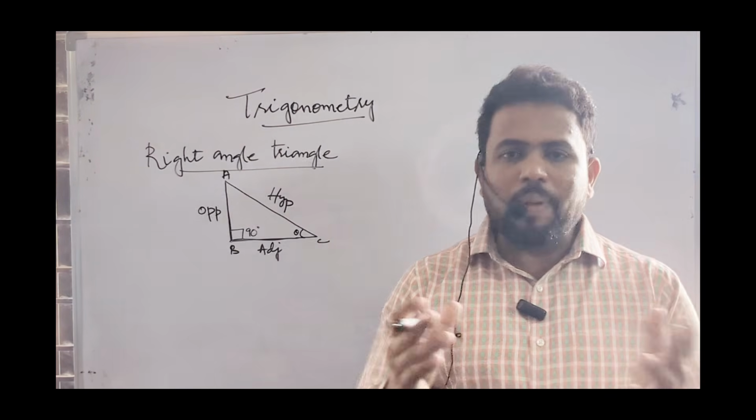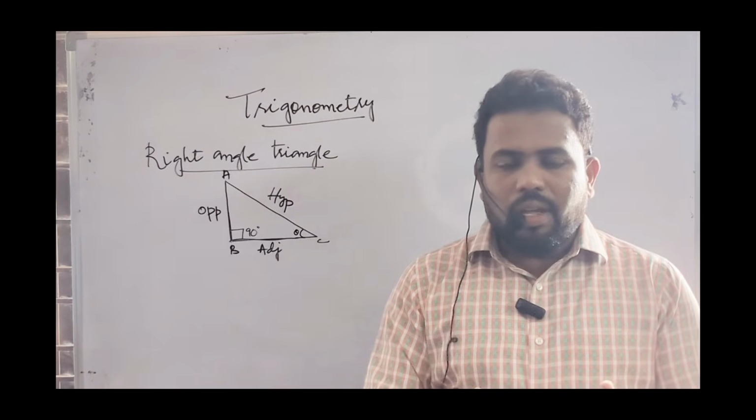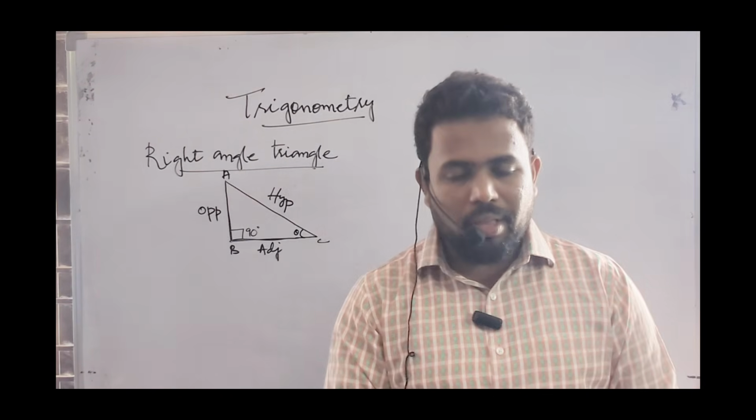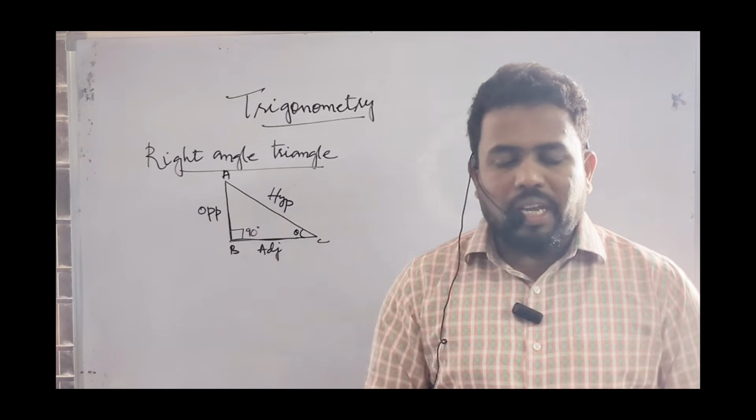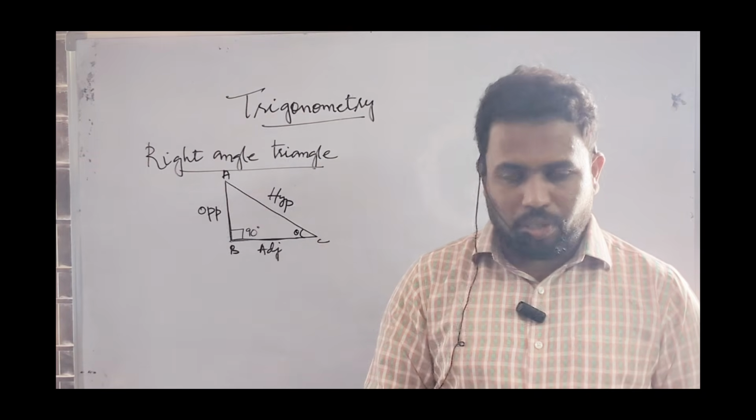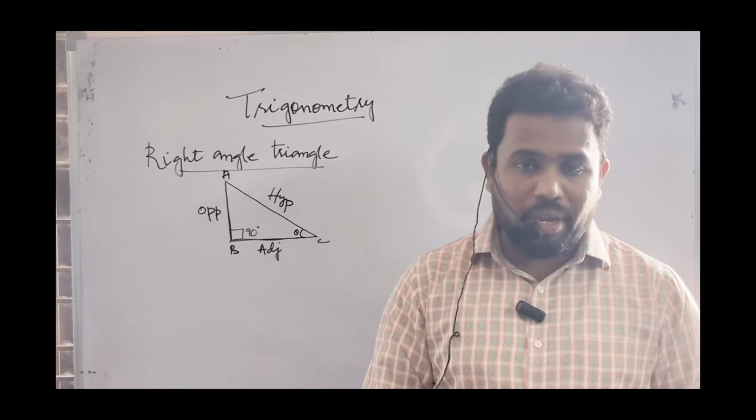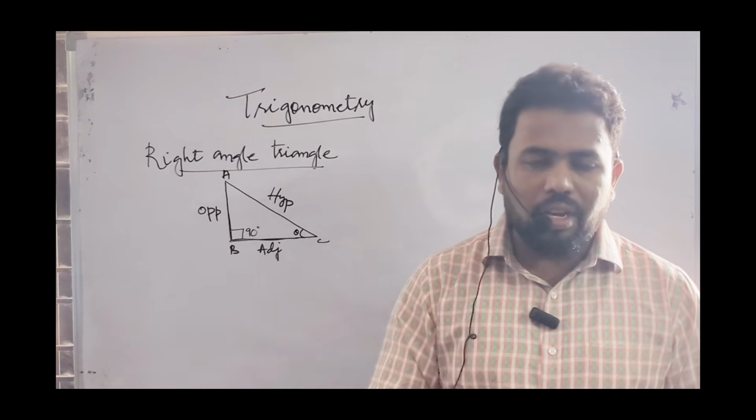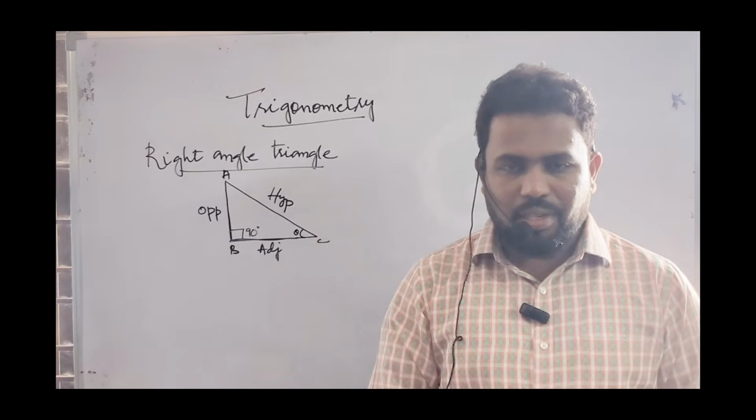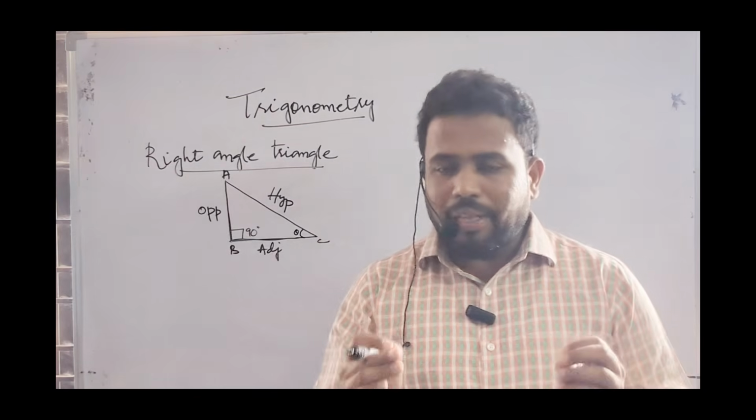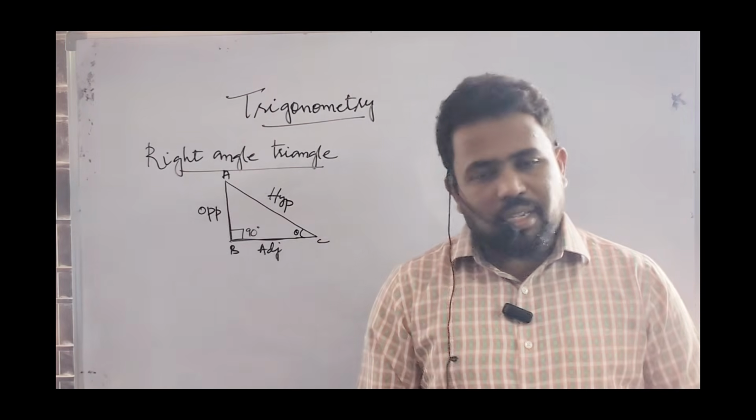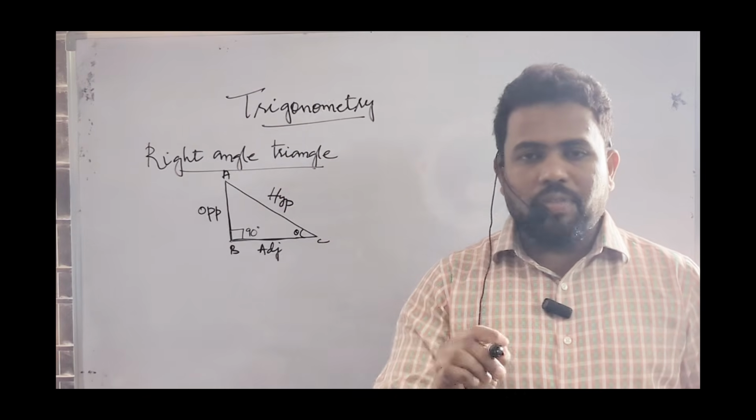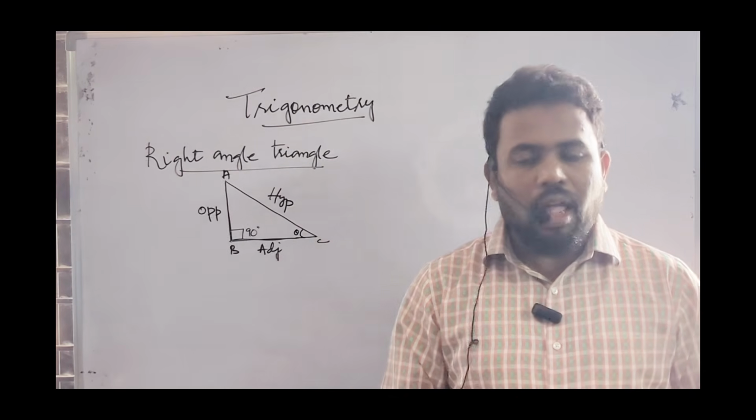Whenever we use a right angle triangle, we have to talk about the Pythagoras theorem. What is the Pythagoras theorem? It is linked with a right angle triangle. As per the statement, the hypotenuse squared equals the sum of the squares of the other 2 sides, opposite and adjacent.